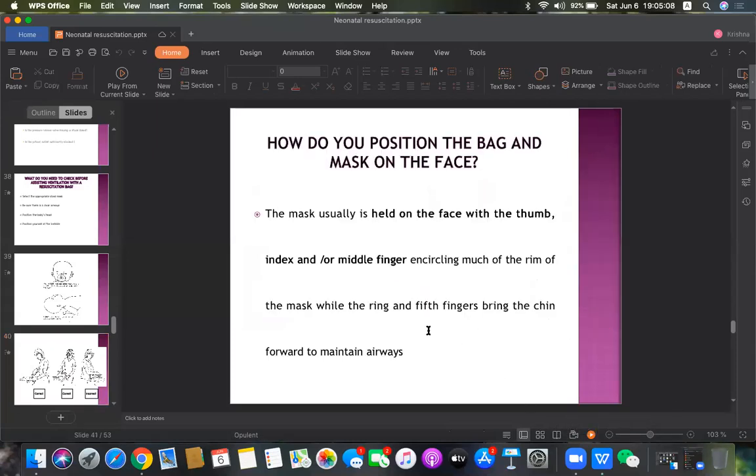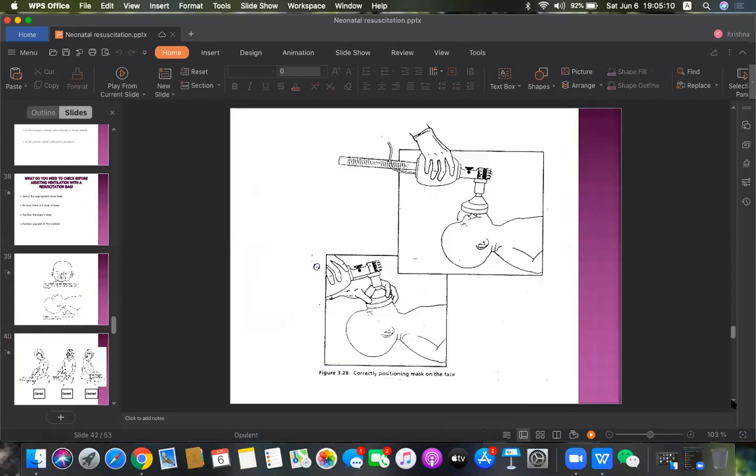Okay, now this is already explained, so I am skipping this. This is the correct way of keeping the mask. I already told you, good size of the nose, whole of the chin should be covered by the mask. Then you should catch the mask with your fingers like this, and with another hand you will squeeze the bag, so that there will be no leakage of the air from the side. This is a very, very important point.